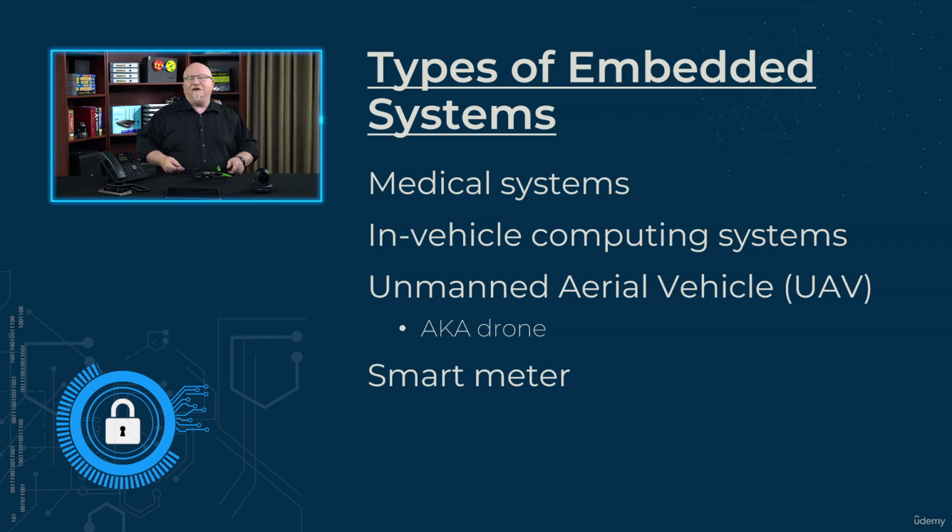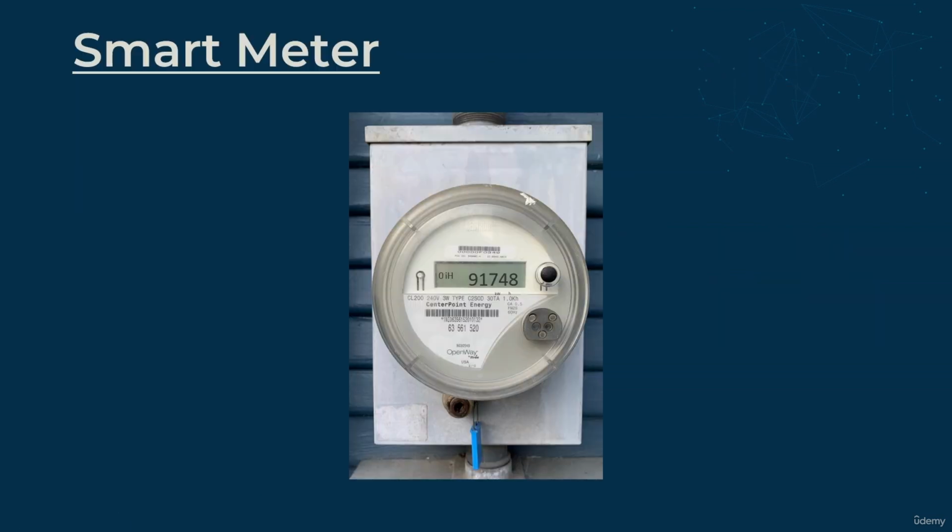Now, one of the cool things about living in Houston, Texas, is that we are one of the few cities in the United States that actually uses smart meters. A smart meter is a device, it's almost always an electrical meter, and that's what we have here in Houston. And if you take a look at this meter right here, it looks like a regular electrical meter, right? But boy, does it do so much more.